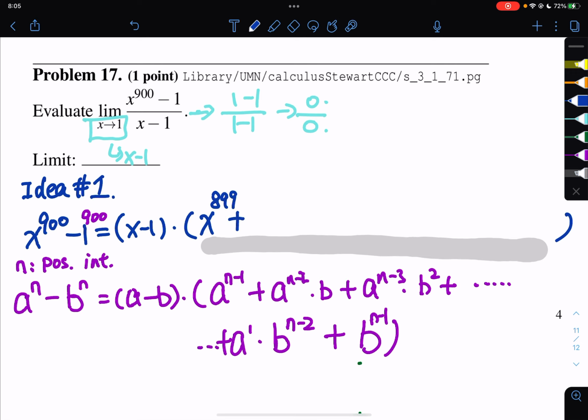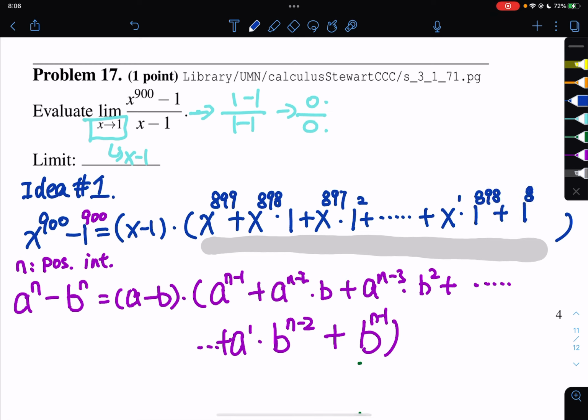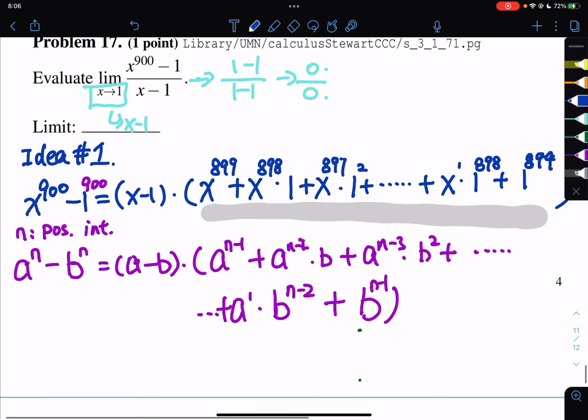x to the 899 plus x to the 898 times b, and then x to the 897 times b squared, and so on and so forth, and x to the 1 times 1 to the 898 plus 1 to the 899. So I managed to factor my numerator.